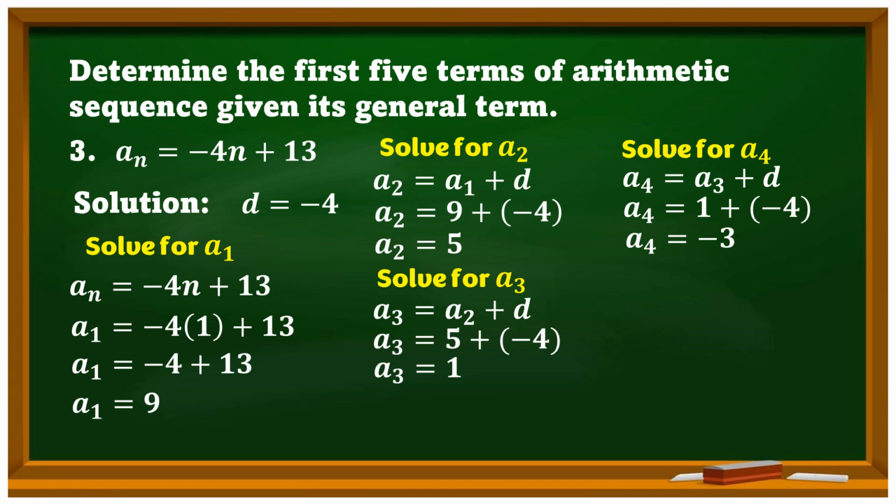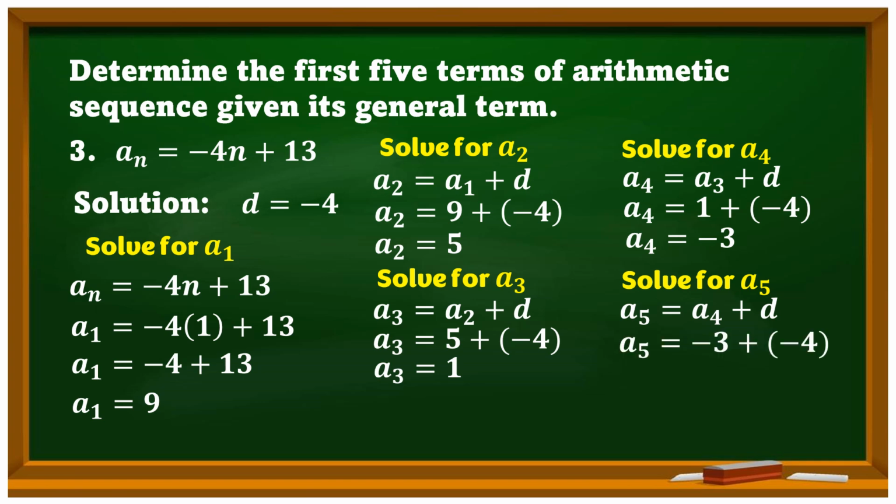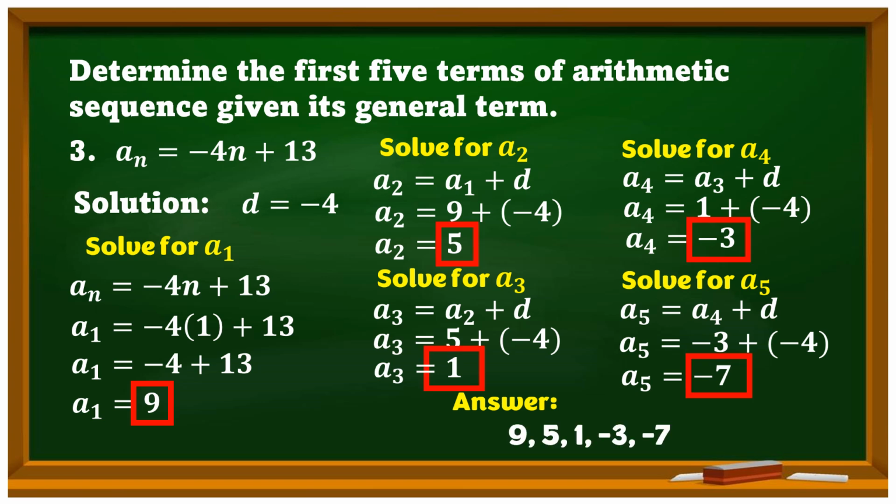Next, for a sub 5 or the fifth term, we have a sub 5 equals a sub 4 plus d. The value of a sub 4 is negative 3 and the value of d is negative 4. So we have a sub 5 equals negative 3 plus negative 4. So negative 3 plus negative 4 is equal to negative 7. So the first 5 terms of the arithmetic sequence a sub n equals negative 4n plus 13 are 9, 5, 1, negative 3, and negative 7.